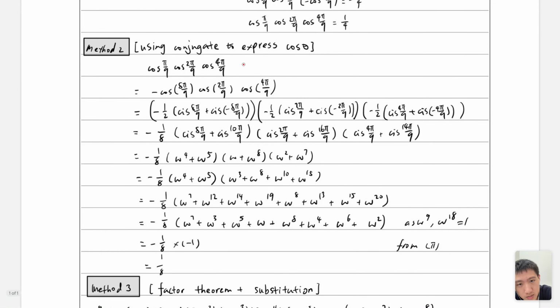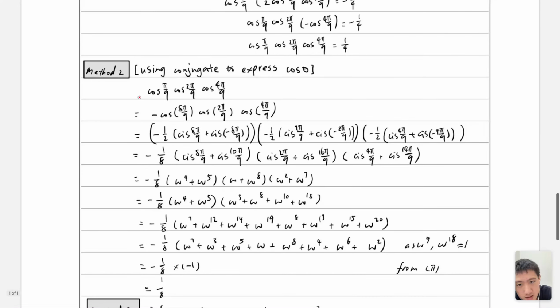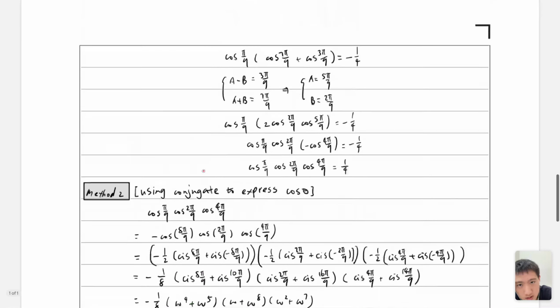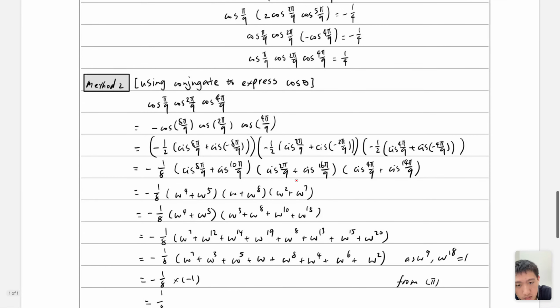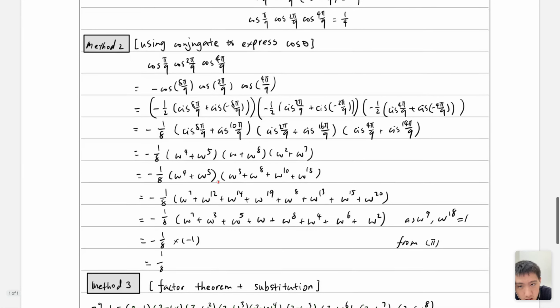We use the conjugate to express cos theta. So this time we basically just start from the result, and we use the conjugate method to express cos, which is really this method to express it. Now we first use this because that's what's going to appear in the question.